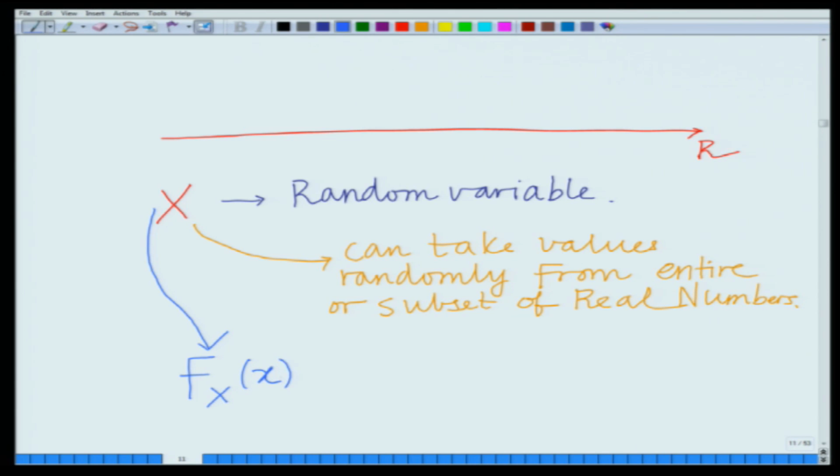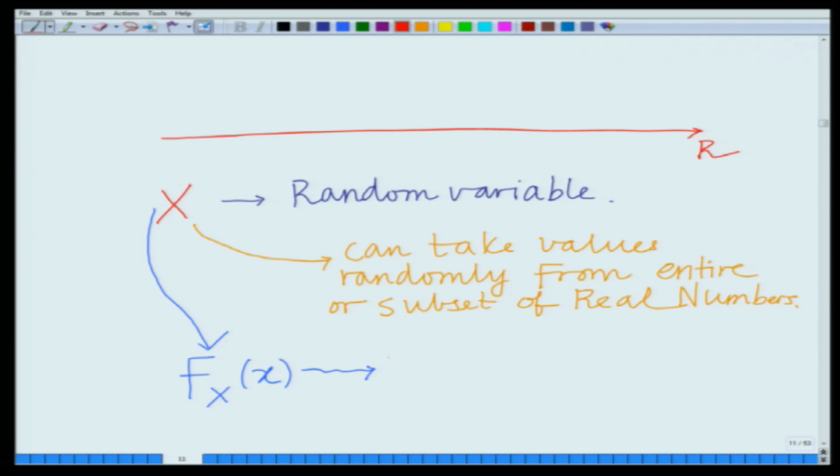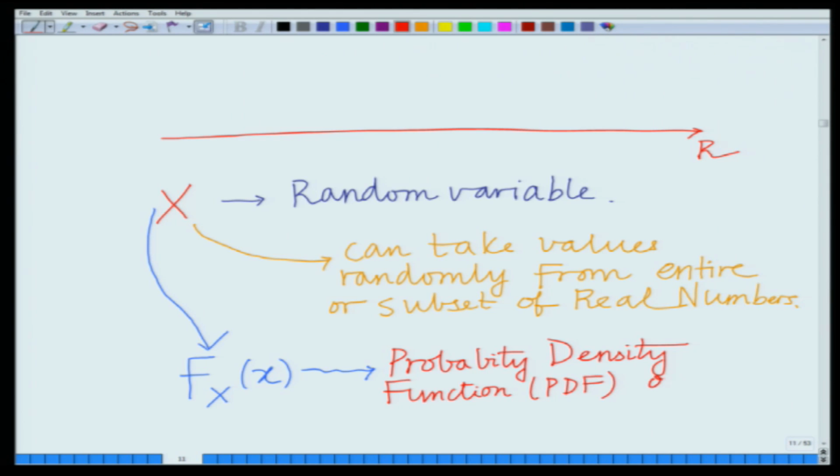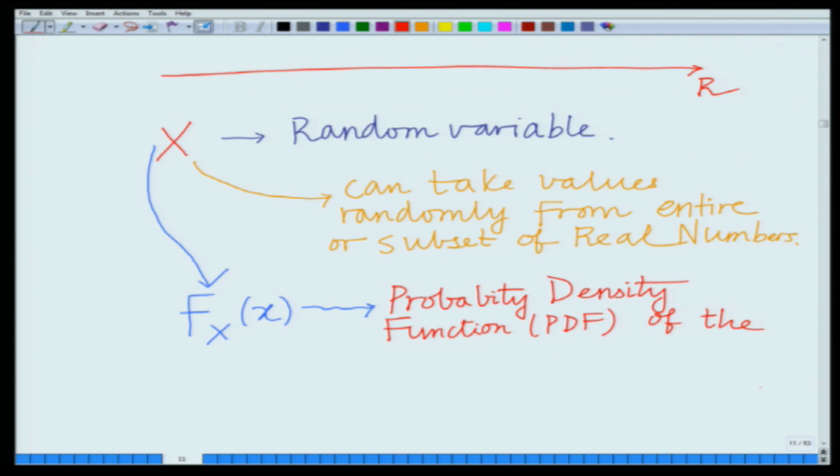This is denoted by f of capital X. The subscript capital X denotes the random variable. The small x denotes the value of this probability density function at a particular point x. This is the probability density function, also denoted by PDF, of the random variable x. And what does this PDF of the random variable x denote?